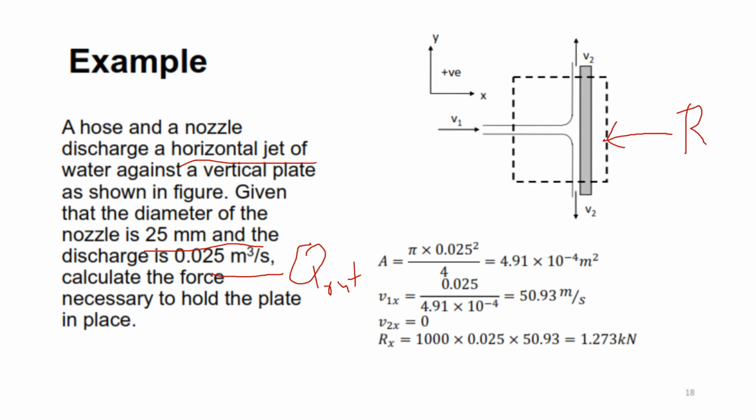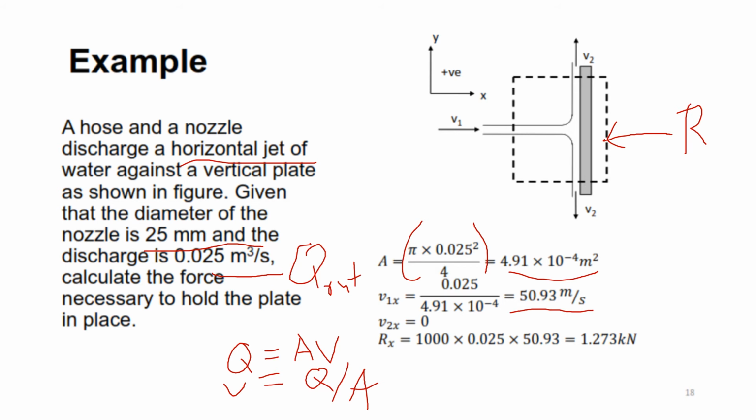First thing first, we find the area because we already know the diameter of the nozzle. We use pi d squared over 4. This is the area of the nozzle. Then we calculate V1x because we already have Q equals AV. So V equals Q divided by area. 0.025 is the Q divided by area, and we get this as the velocity.